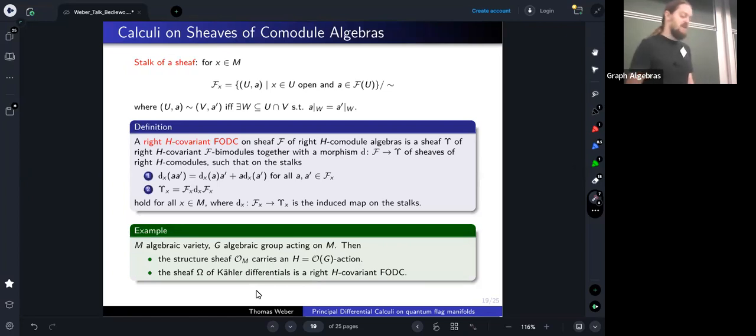So, okay, we also have a definition of what a differential calculus is in this sheaf setting. The take-home message is you take sheaves where you just ask locally, in the sense of on stalks, that it's a differential calculus. So you have Leibniz rules and this surjectivity property just on stalks.